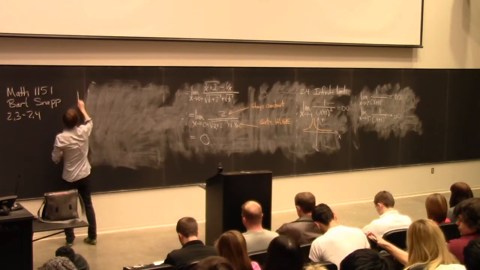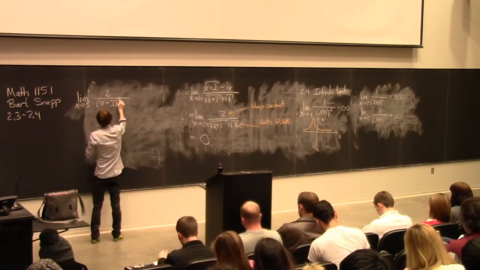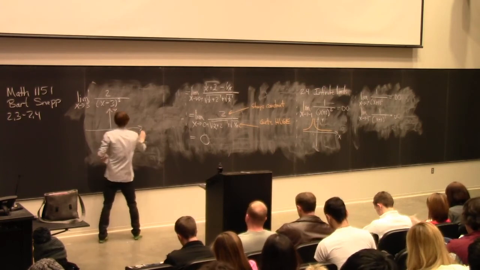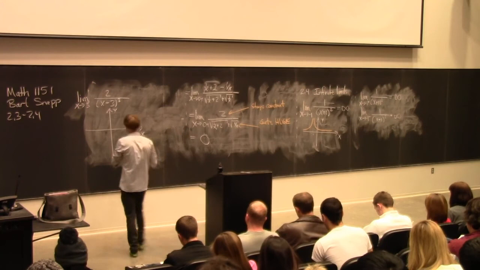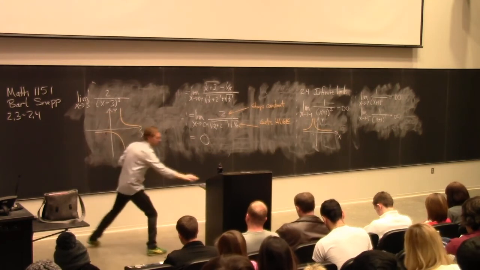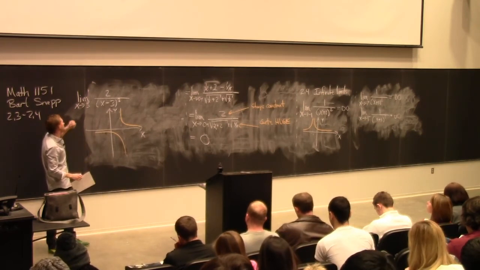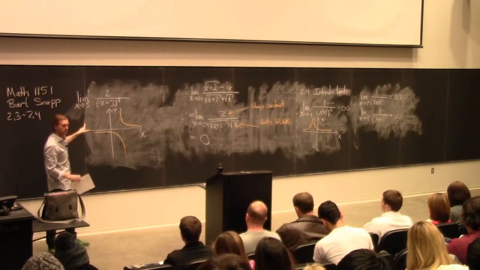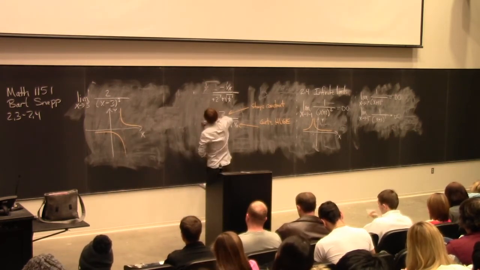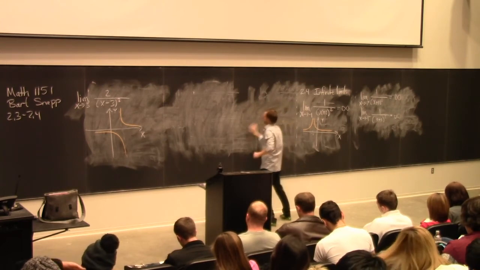So here we go. The limit as x goes to 3 of 2 over (x minus 3) cubed. If you plot this thing, it looks like this. And so what's the limit from the left? The limit from the left is negative infinity. So what happens with this limit? What's the answer? It doesn't exist. This limit doesn't exist, okay?